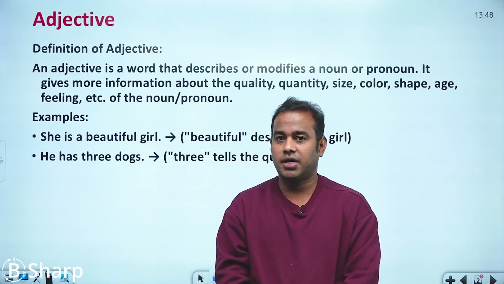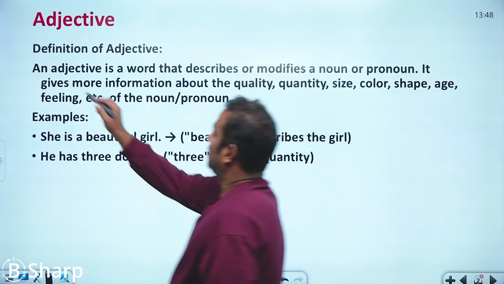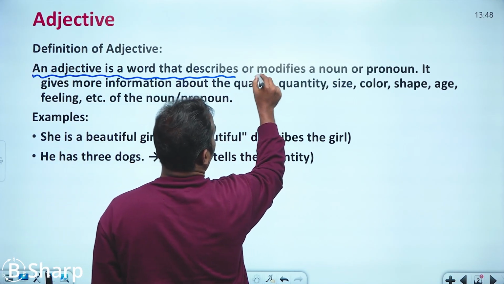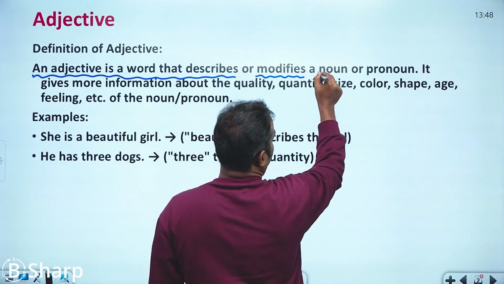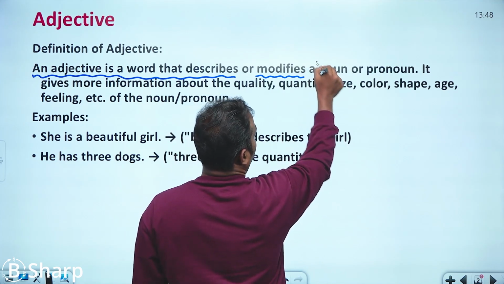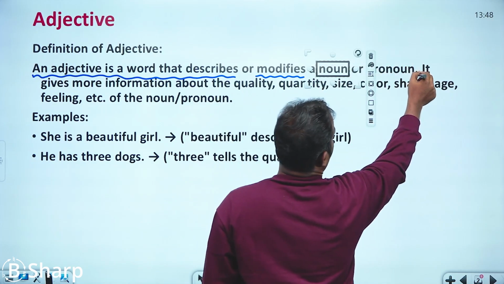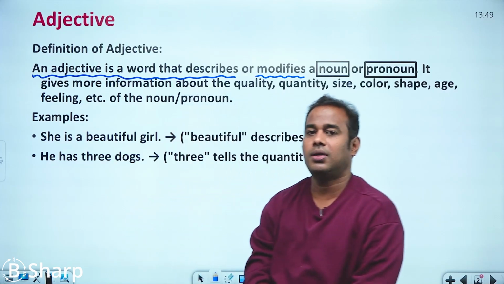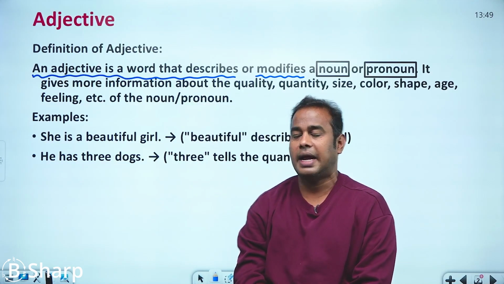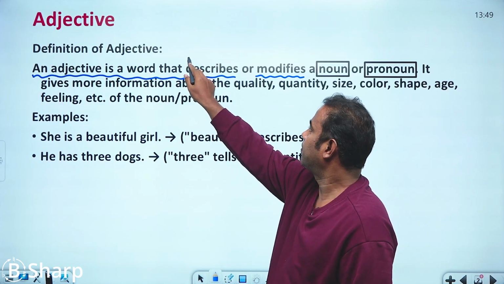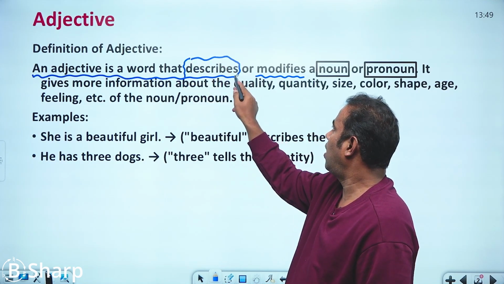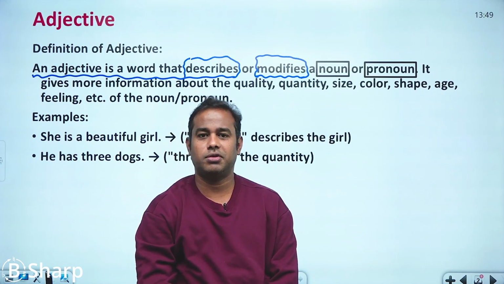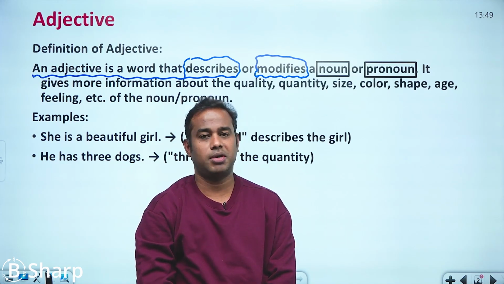Now, from the definition point of view, what do you mean by adjective? Adjective is a word that describes or modifies a noun or pronoun. Okay, so this is just a simple definition. So what is meant by adjective? Adjective is a word that describes or modifies the noun. So that's a very simple way to remember and understand what is meant by the adjective.